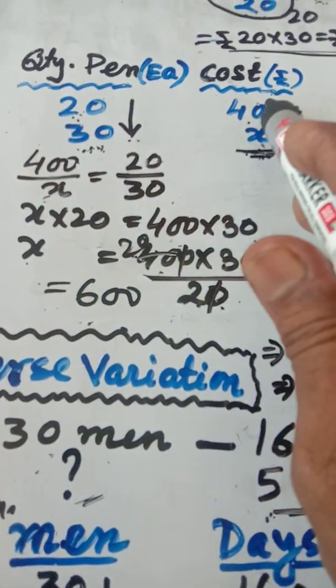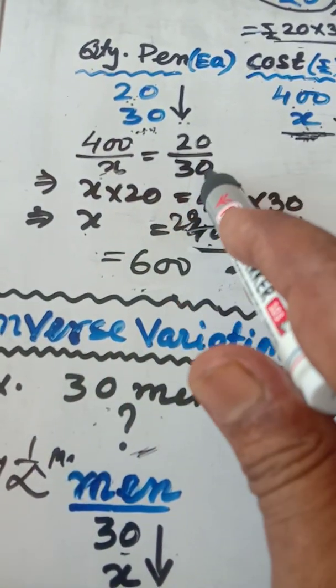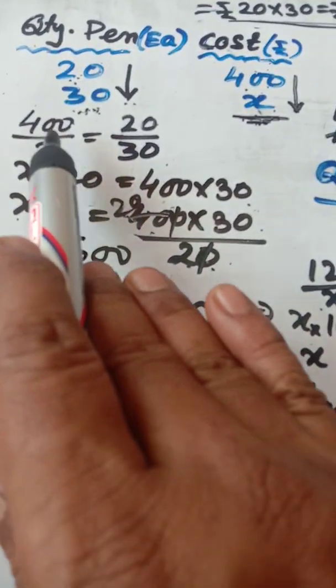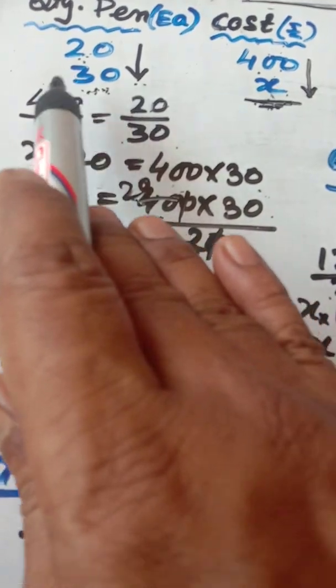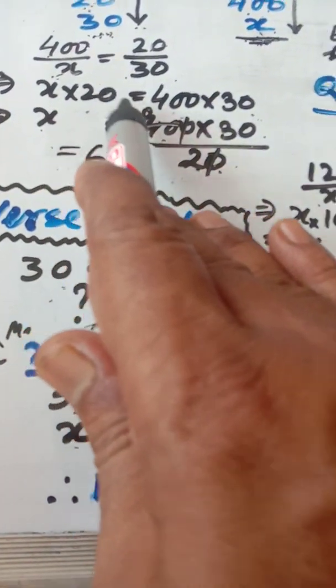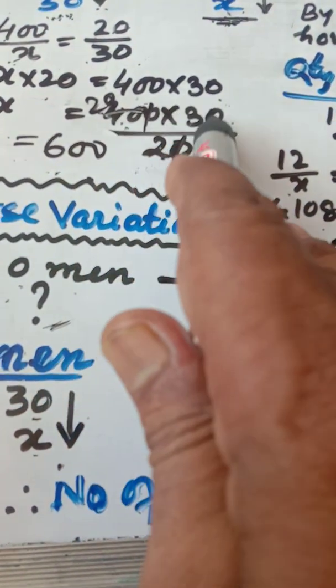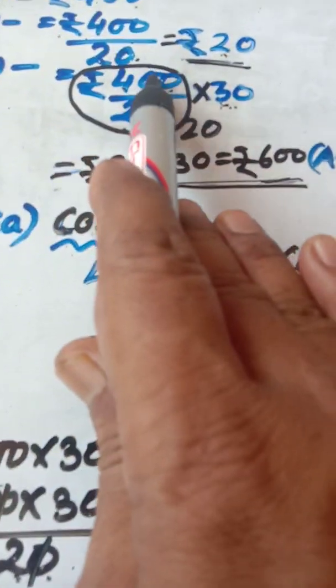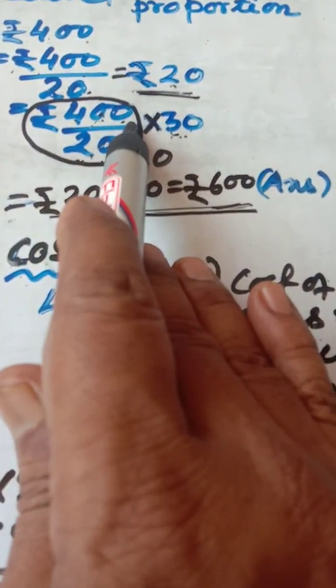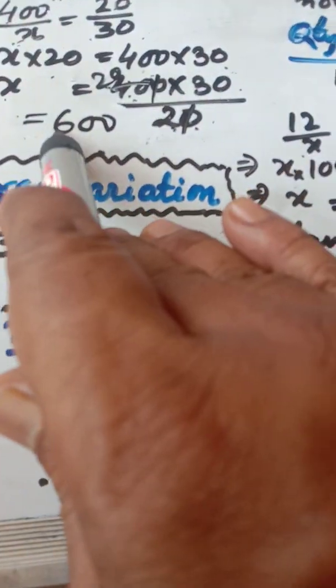Now see, 400 divided by x is equal to 20 by 30. Your sum is over. Now comes cross multiplication and solving the linear equation. x into 20 equals 400 into 30. x will be 400 into 30 divided by 20. Same fraction came, which becomes 600.